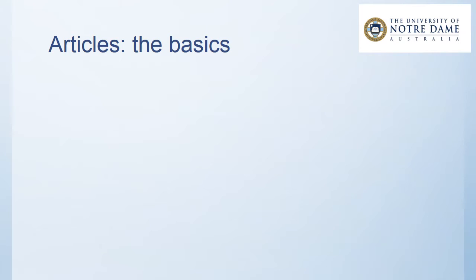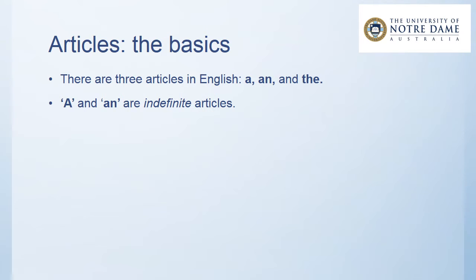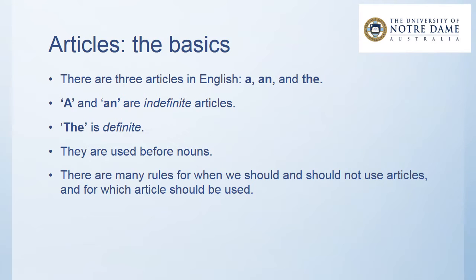Here are some basic rules for articles. There are 3 articles in English: a, an, and the. A and an are called indefinite articles. The is called the definite article. They are used before nouns. There are many rules for when we should and should not use articles, and also for which article should be used. We're going to talk about some of those rules today.